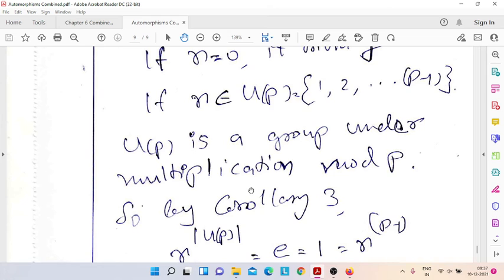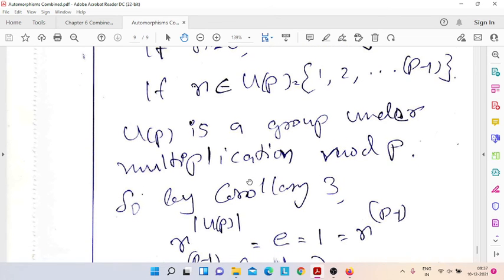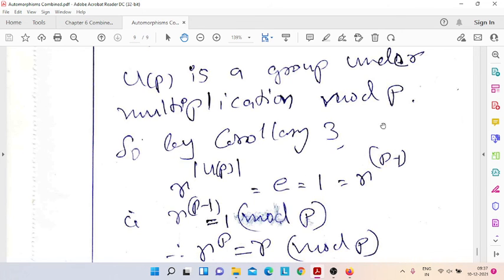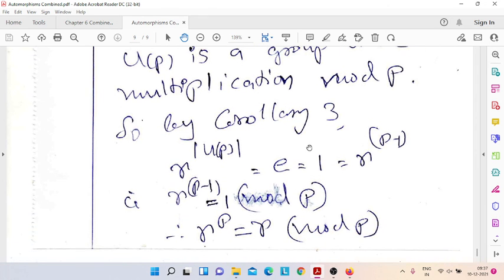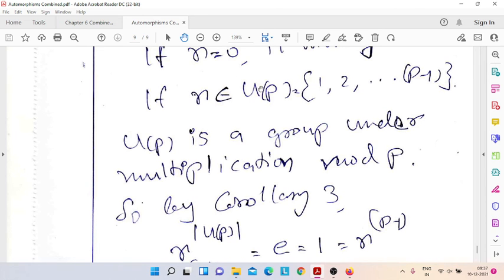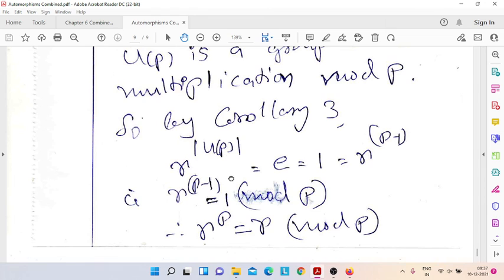We know that U(p) is a group under multiplication mod p. So by corollary 3, since r is a member of U(p), r to the power of the order of U(p) gives e, the identity element of the group, which is clearly 1. So 1 equals r to the power of p minus 1.